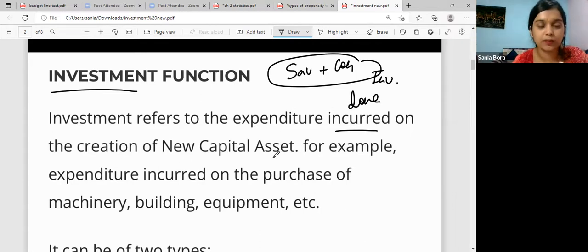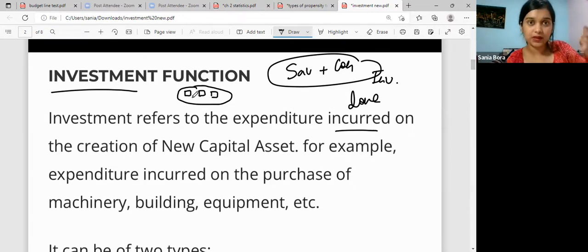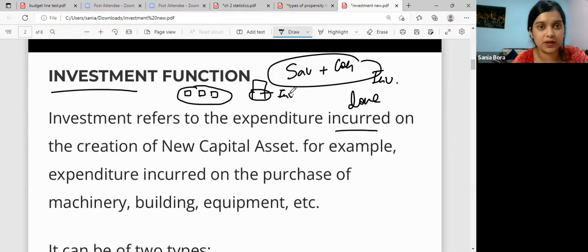Asset you already know, the product. For example, you have this lab, now you added computers over here. So you already had something, but now you added something. That is creation of new capital assets. Or for example, you had this land and over here you constructed a building. So this is basically our investment.